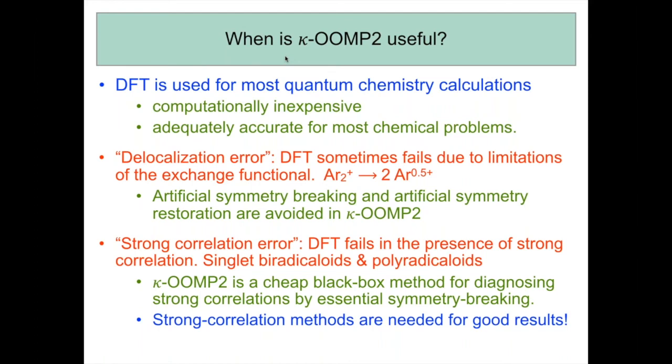And then there's the strong correlation error, and that's really what we focused on quite a bit in this talk, but without thinking about DFT. DFT, of course, uses just one determinant, and it either keeps symmetry or breaks symmetry, but neither way can it properly describe strong correlation. And you can't rigorously do spin projection either. So treating singlet biradicaloids and polyradicaloids by DFT is a slightly difficult undertaking, and kappa MP2 emerges, I think, as having a useful place in a workflow by being a cheap black box method for diagnosing strong correlations.